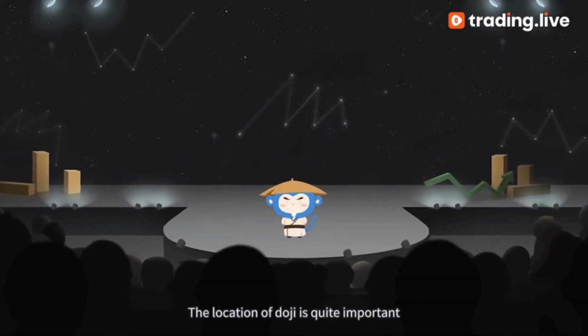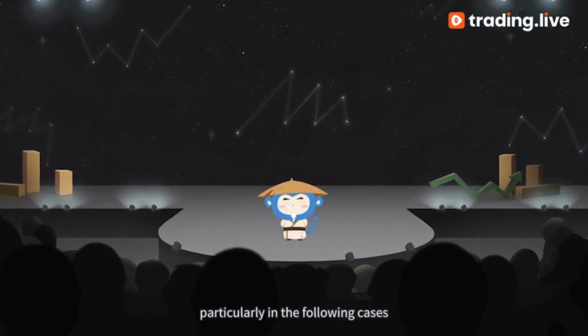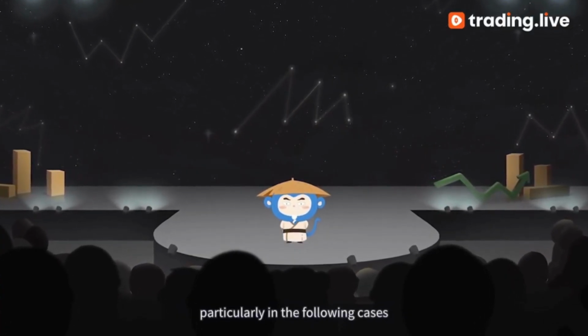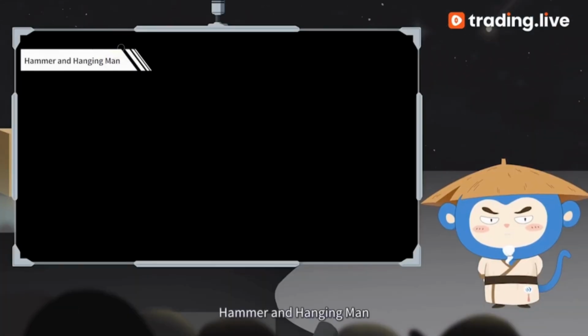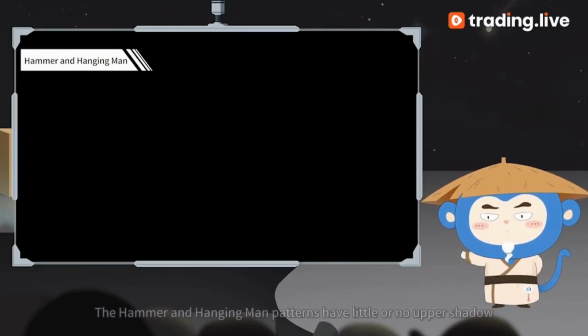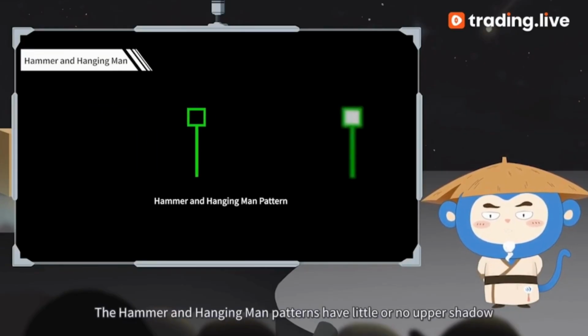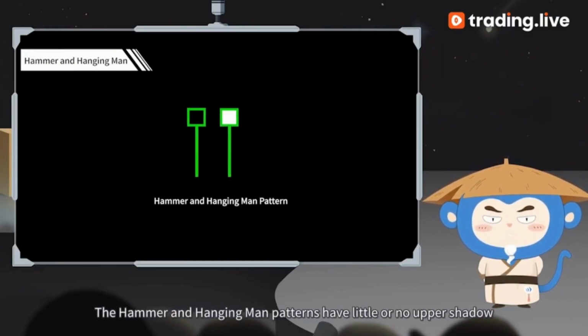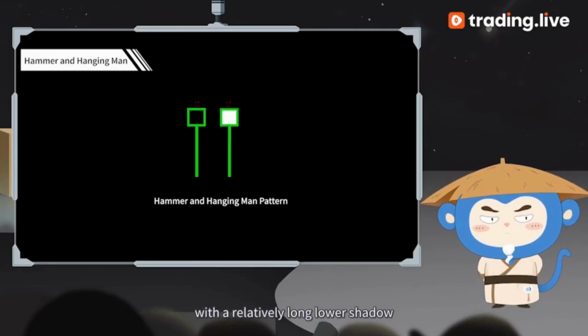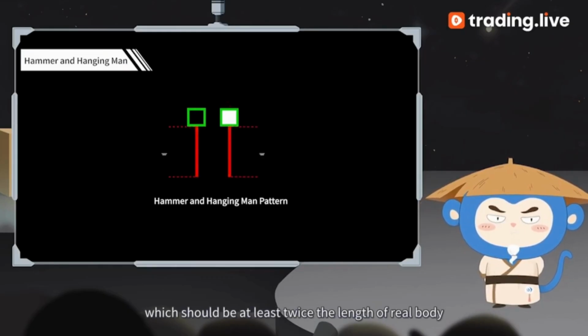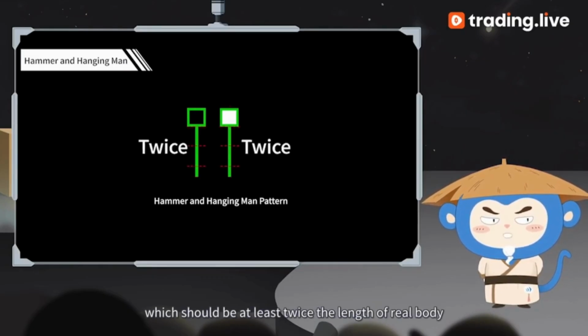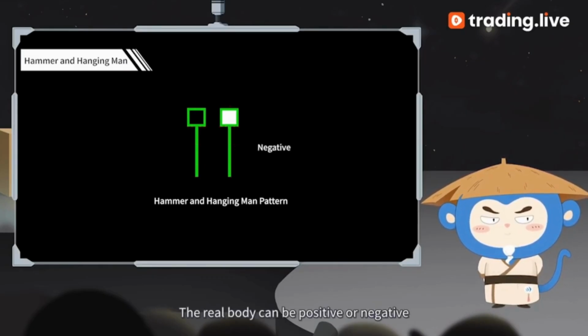The location of the doji is quite important, particularly in the following cases. Hammer and hanging man. The hammer and hanging man patterns have little or no upper shadow, with a relatively long lower shadow, which should be at least twice the length of the real body. The real body can be positive or negative.